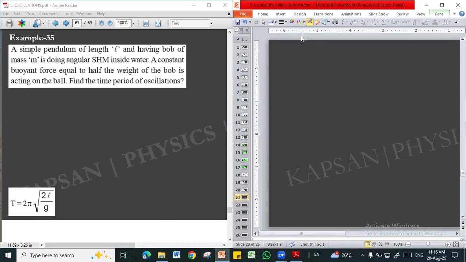A simple pendulum of length L having the bob of mass m is doing angular SHM inside the water. A constant buoyant force equal to half the weight of the bob is acting on the ball. Find the time period of oscillation.